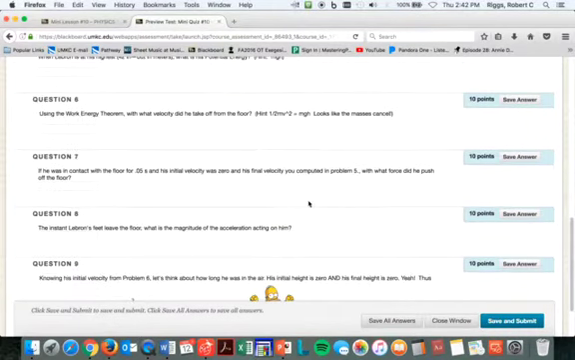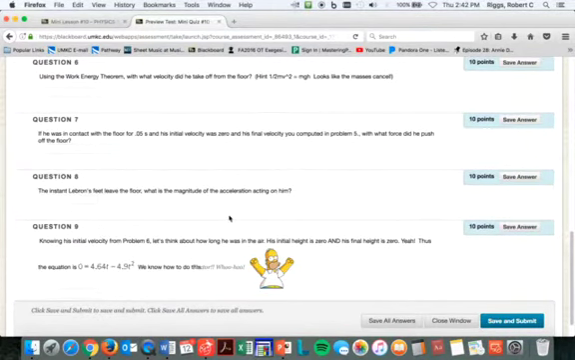All right, so now 8. The instant LeBron leaves the floor, what is the magnitude of the acceleration acting on him? As soon as he leaves the floor, as soon as his feet are just a billionth of an inch off the floor, what's the acceleration?